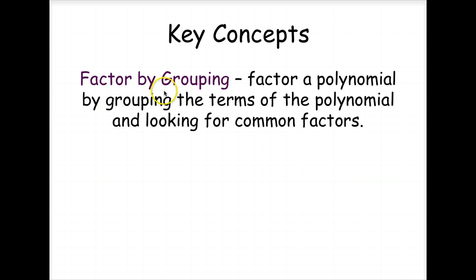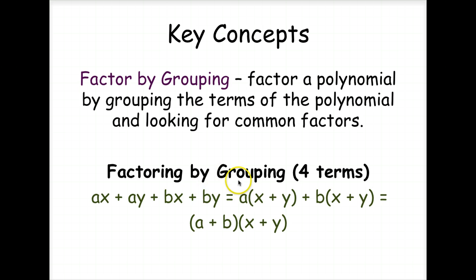One thing to remember when we're factoring by grouping is to factor a polynomial by grouping the terms of the polynomial and looking for common factors. We need to have at least 4 terms. That's the key. You can't factor by grouping if there's less than 4 terms.